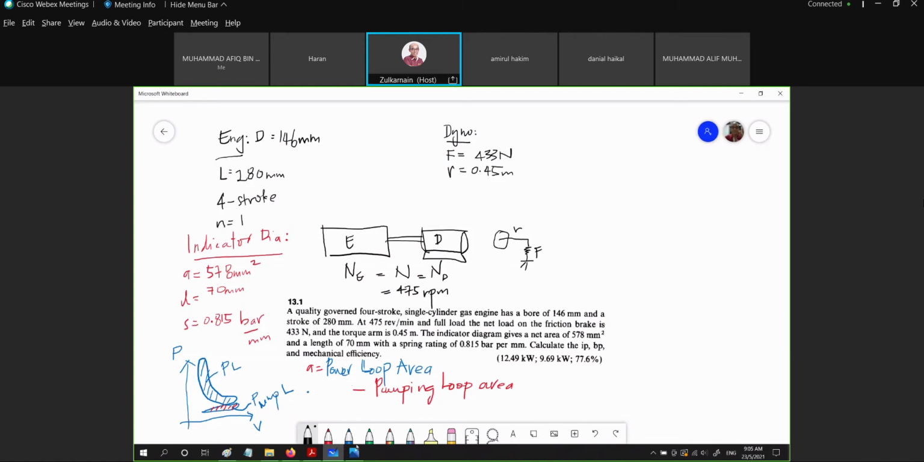Apa alat yang digunakan untuk dapatkan this area? Dapatkan power loop area kemudian tolak dengan pumping loop area. Kita gunakan alat namanya adalah planimeter.